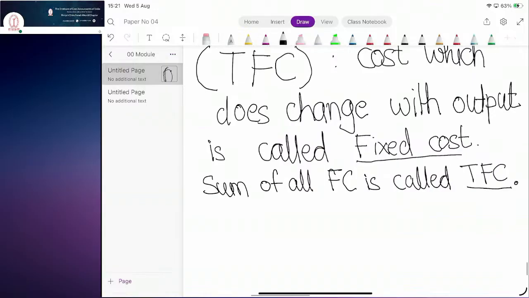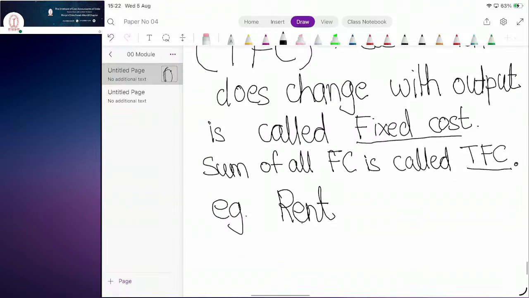Take an example of a total fixed cost. Example of fixed cost would be rent. बराबर है ना? Whether you produce any output or not, rent is fixed for a period of time. Every month you will have to pay so much amount of rent, irrespective of production. Okay. अजून तुम्हाला एखादा एक्झाम्पल द्या मला फिक्स कॉस्टचं.